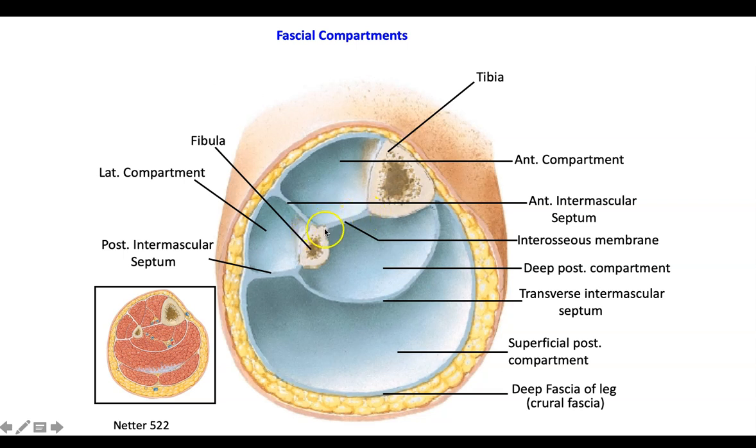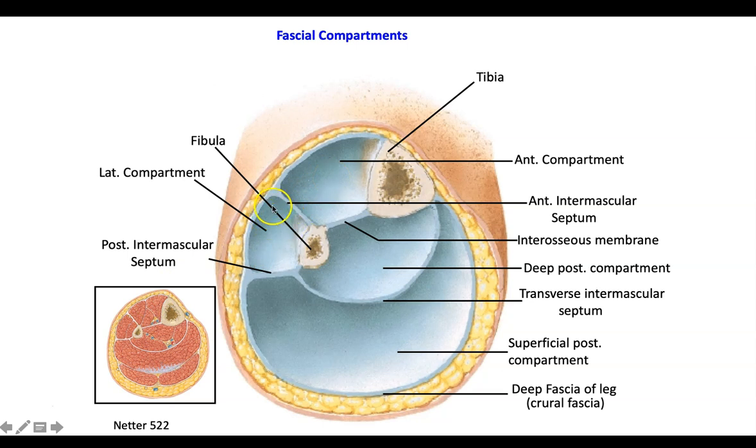In between this interosseous membrane and the anterior and posterior intermuscular septa, there are three muscular compartments of the leg. Anterior to the interosseous membrane is the anterior compartment. It lies in between the anterior intermuscular septum and the interosseous membrane. It lies on the lateral aspect of the tibia. The anterior compartment of the leg contains mainly three muscles. These muscles are the dorsiflexors of the ankle joint and the extensors of the toes.